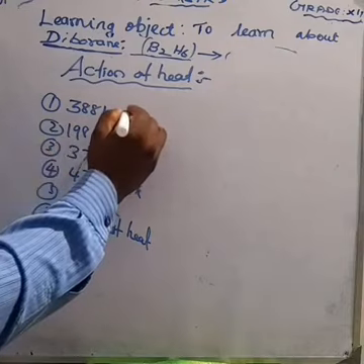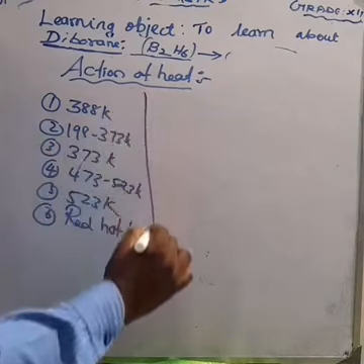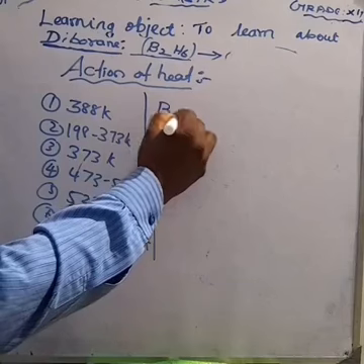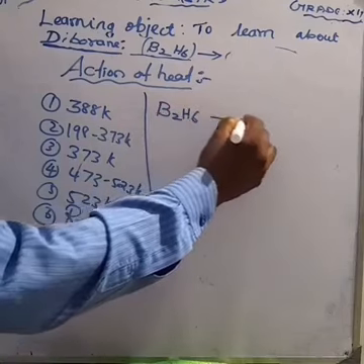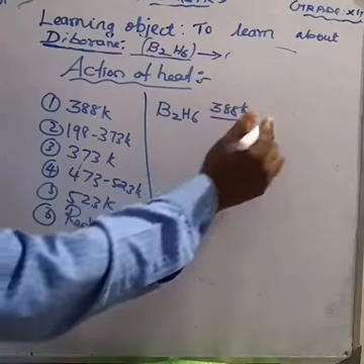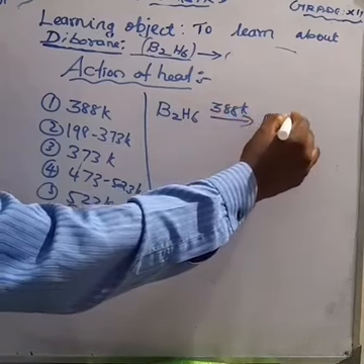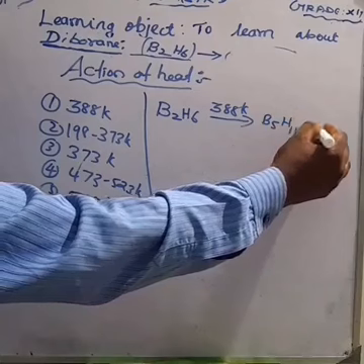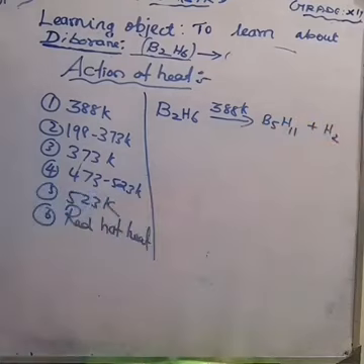First one: what is the formula of diborane? B2H6. Am I right? The temperature is 388 Kelvin. Which product is obtained? B5H11, and we also get hydrogen.